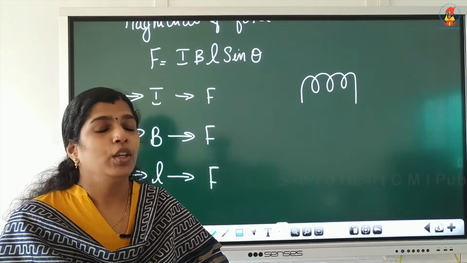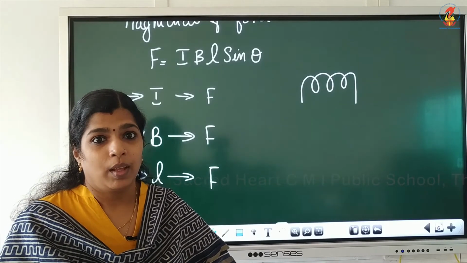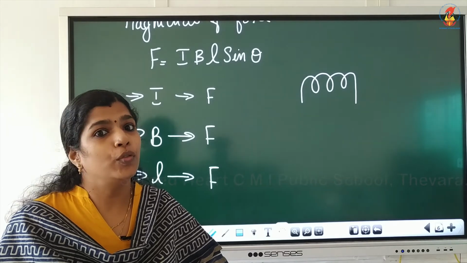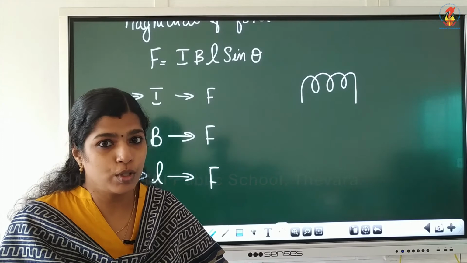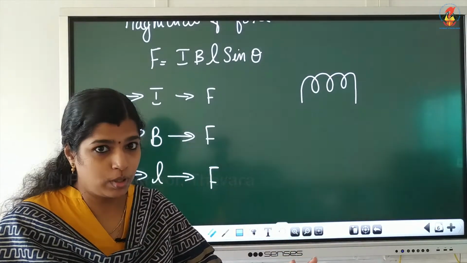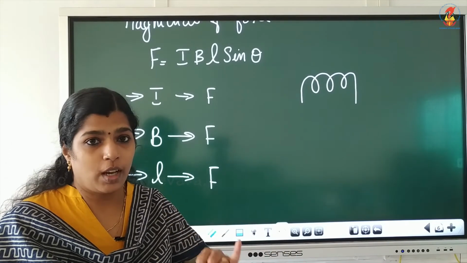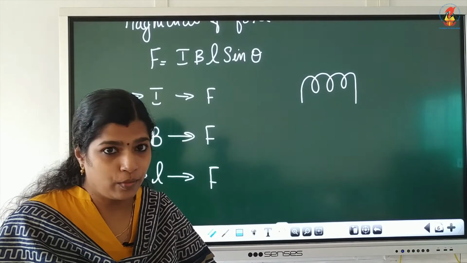Second method, if you change the direction of the magnetic field, then the direction of force also changes. So, two methods are there to change the direction of force. First one, change the direction of current. Second method, change the direction of magnetic field.